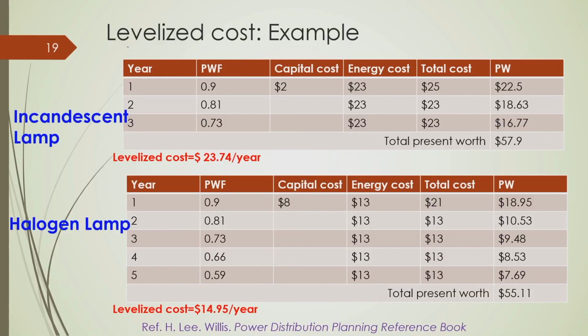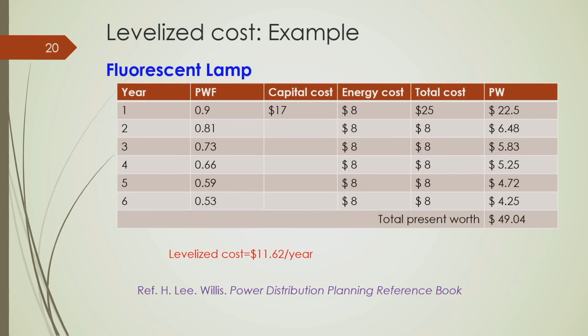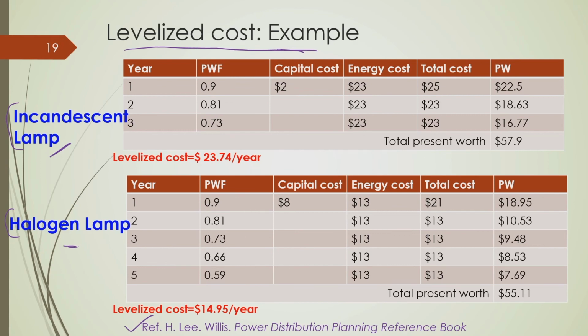suitable. Okay. I have another example, a short example, also I took from Lee Willis's book. I sincerely acknowledge that, where I want to install lighting of a particular area, and I have three possible options. One is to purchase an incandescent lamp, another is to purchase a halogen lamp, another option is to purchase a fluorescent lamp, and all the options will give you the same amount of light in lumens.